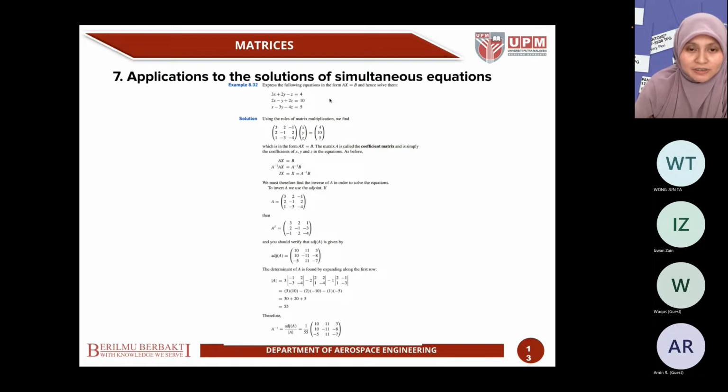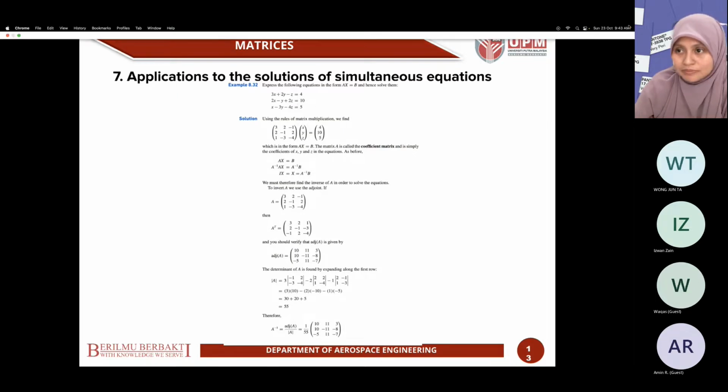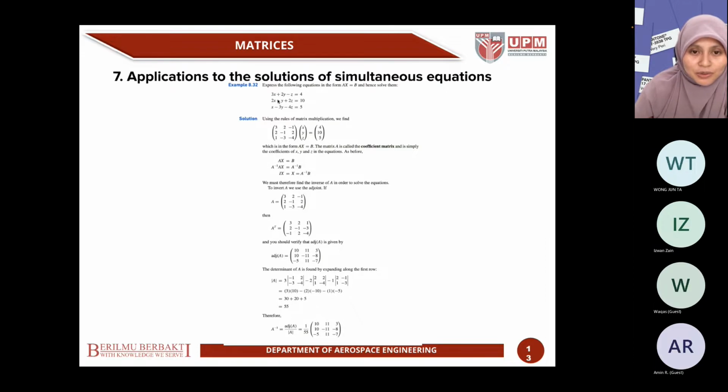For example here, we need to solve this. I think this is the same equation and the same example as just now. We need to solve these 3 linear simultaneous equations. So you have 3x plus 2y, etc. These 3 linear simultaneous equations can also be written in matrix form. So you have matrix A, matrix X, where X is x, y, z, and matrix B, which is 4, 10, and 5.